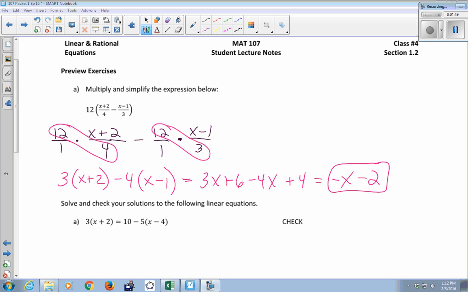There are lots of other ways to approach that problem, and you'll still get negative x minus 2. So if you didn't do it that way, totally okay. There are lots of other approaches.